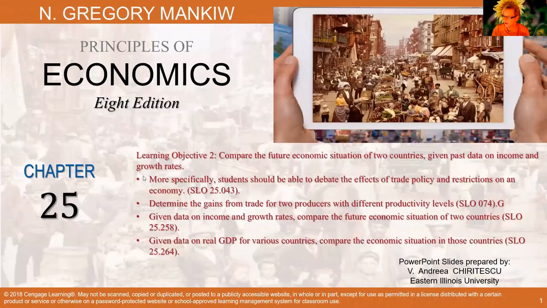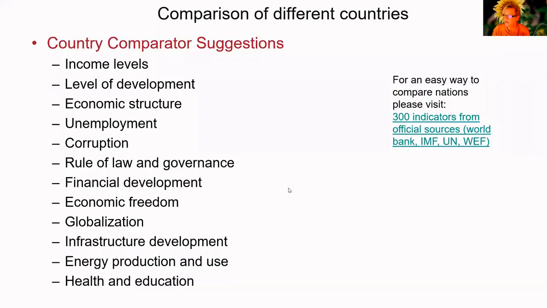In this particular video, we're going to look at the future economic situations of different countries and some of the things that play a role in productivity. So when we compare different countries' productivity, there's lots of different things that we look at. We're going to talk about some of these in later objectives, but obviously income levels would be one, as well as things like corruption and things like health and education.